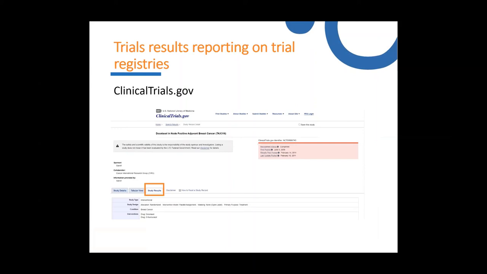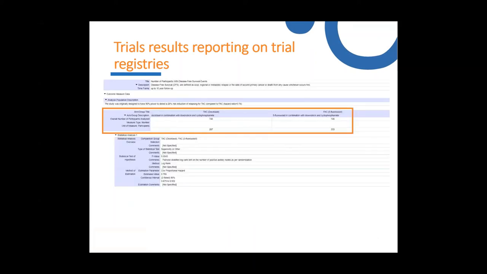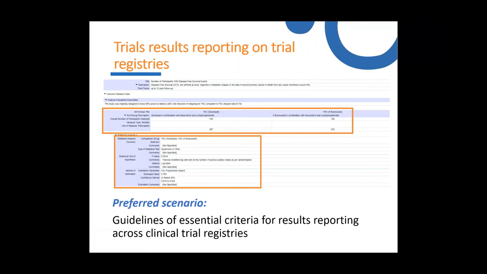Down the bottom there is the study results tab. And when you click on that, what we find is we have the outcome data being reported with number of participants and those who have had the event. And we also have the summary statistics and the statistical analysis performed. So yes, this is perfect, so to speak.